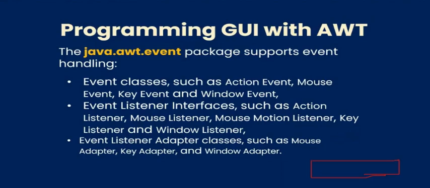Okay, so there are also event listener adapter classes such as mouse adapter, key adapter, and window adapter. These are more on the actions that happen after you click the buttons or text fields, or the effects you want. More on the actions in your application. Okay? So if you have questions regarding this, just ask if you are confused.